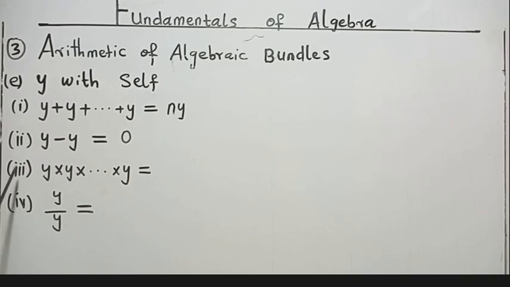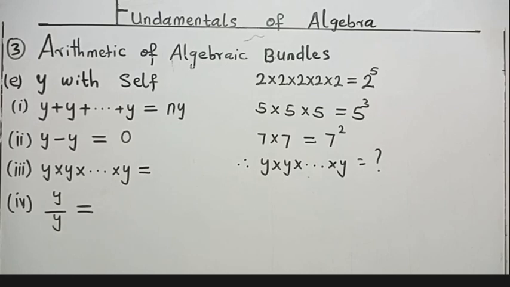The next is number 3. That is y times dot dot dot times y. What will the answer be? Again, let me perform a simple numerical experiment. After that, we come back to this one and tell the answer. And here comes the simple experiment. I'm using 2 as a case in point.